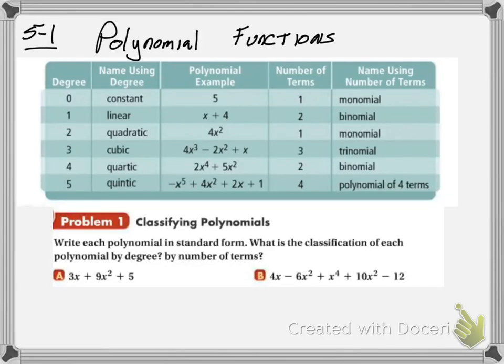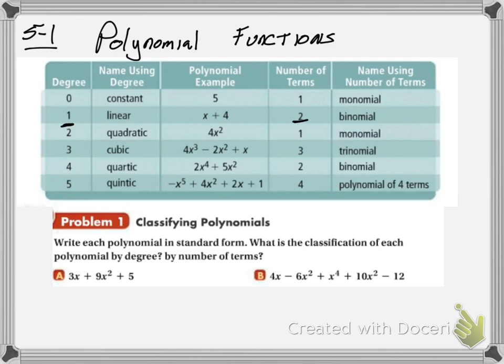5.1 is about polynomial functions. This is a table of how you name them based on degree and based on number of terms. So just for example, if you use the number 5, that's what we call a constant monomial. How about x plus 4? Well, it's linear because the highest degree is 1, and it's a binomial because there are 2 terms.